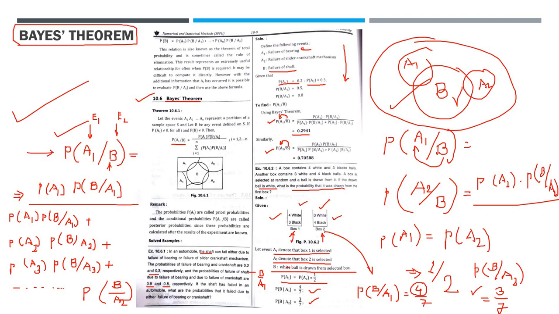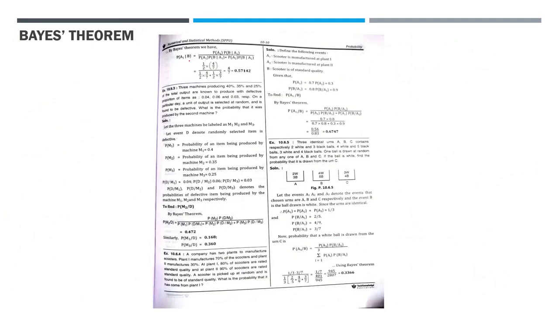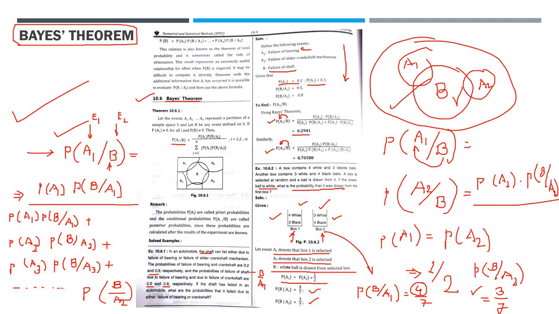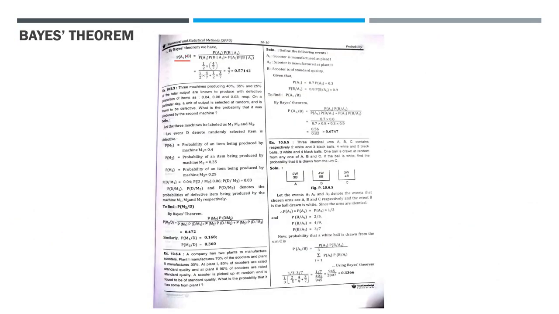Now, what we have to find out is the probability of A1 given B. So we have to find the probability of selection of the white ball from the first box, when only event 1 is occurring. The probability is written as P(A1), that is, when event A1 is occurring and we are selecting the white ball.